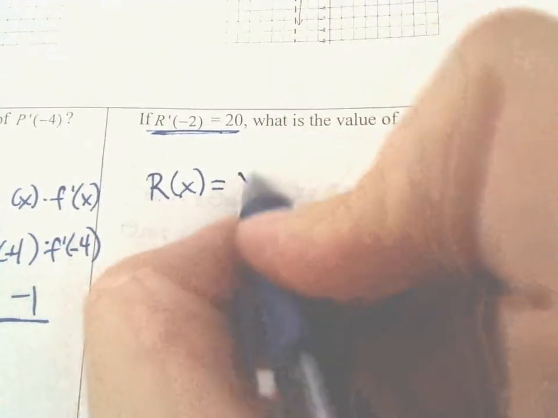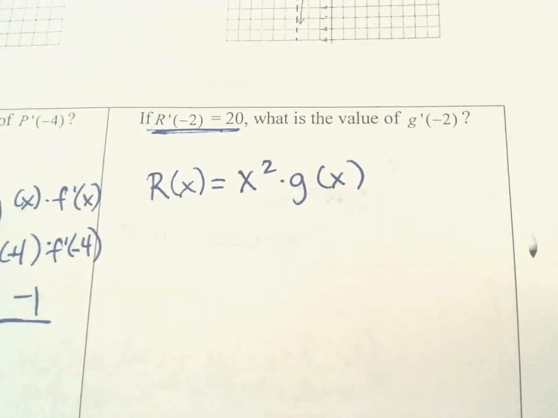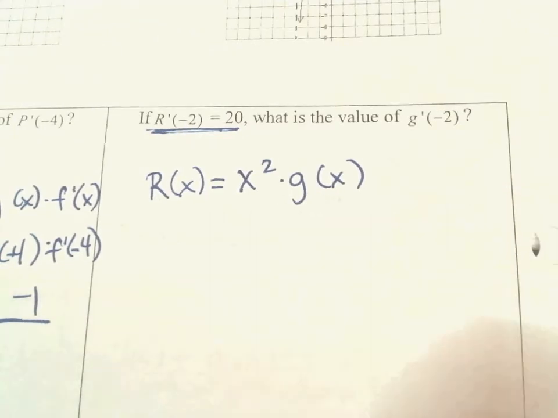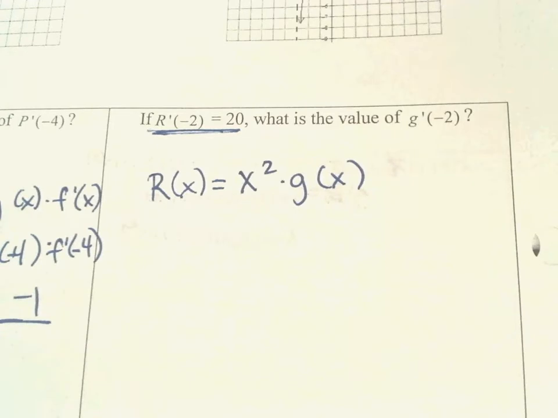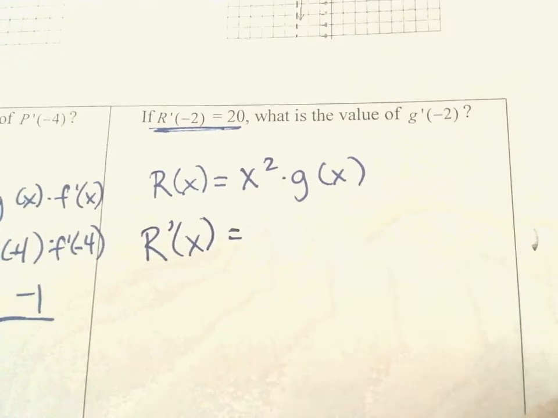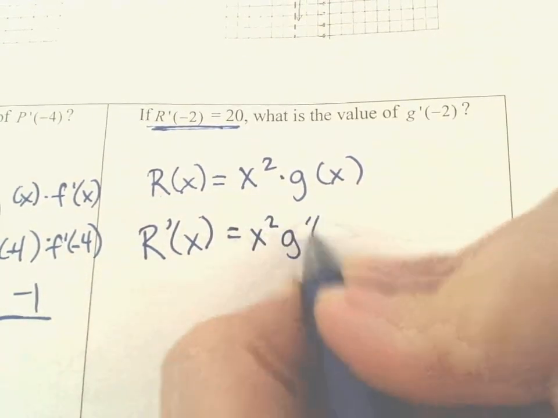R of x. Yeah, I can start with r of x. R of x was given to me up top as x squared times g of x. All right, now I've got derivative values, so I want to take the derivative function. Please take the derivative of r of x. Take the derivative of it, or wouldn't we set it up like the product? Yep, take the derivative as a product rule. Okay. So the derivative of r, and then it's the product of x squared and g of x.